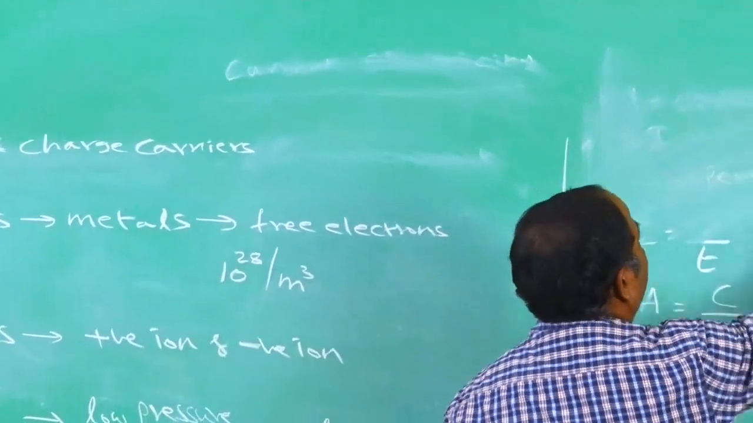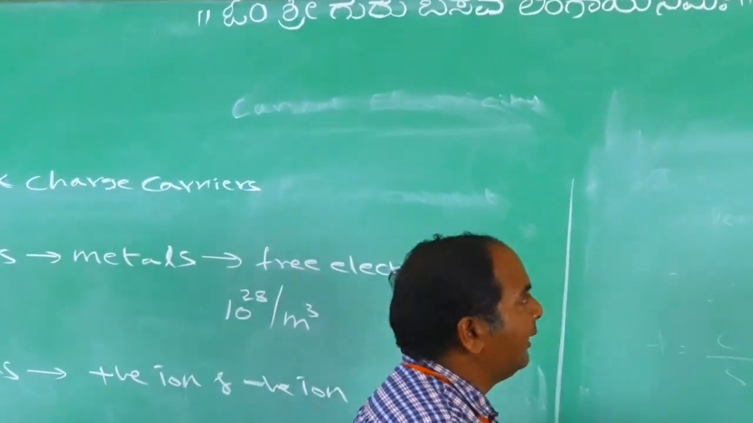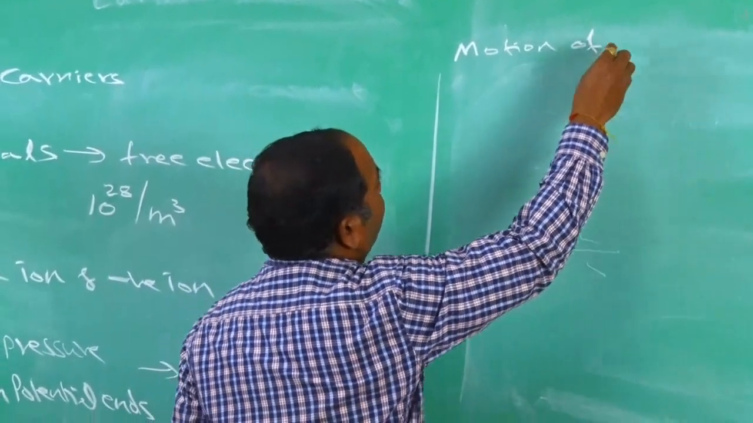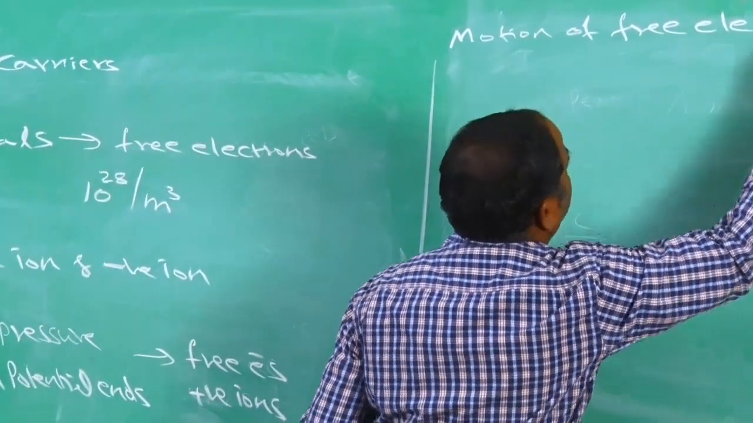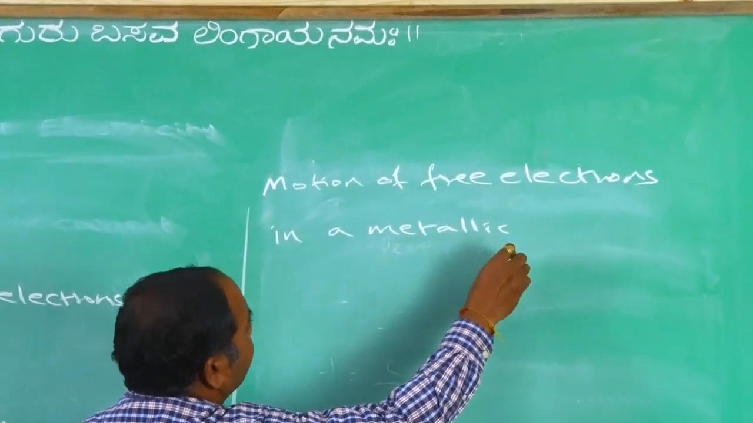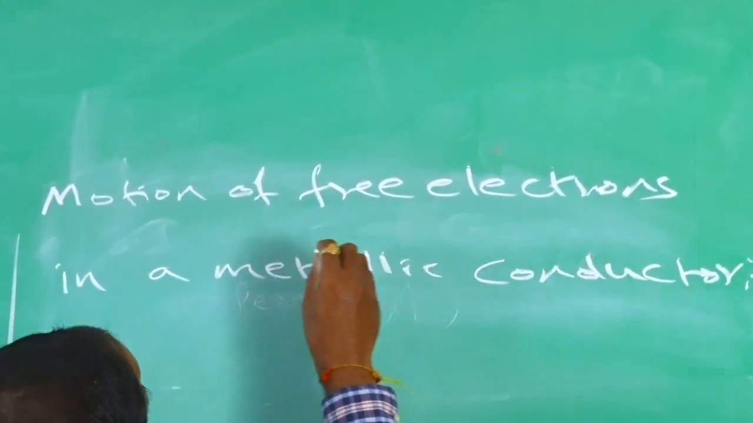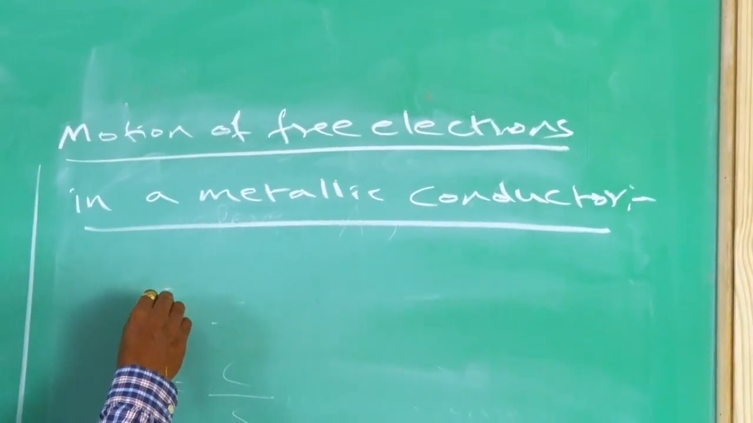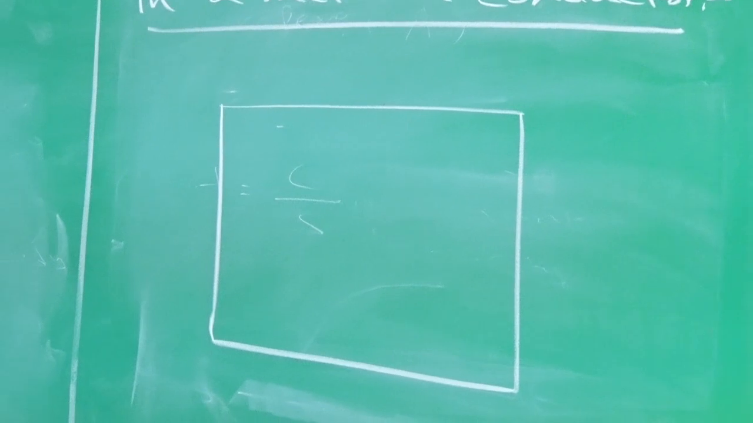After knowing about the electric charge carriers, we should know about the motion of free electrons in a conductor, or in a metallic conductor. Next, we should know about the motion of the free electrons in a metallic conductor. Let us assume that this is the cross section of a conductor.